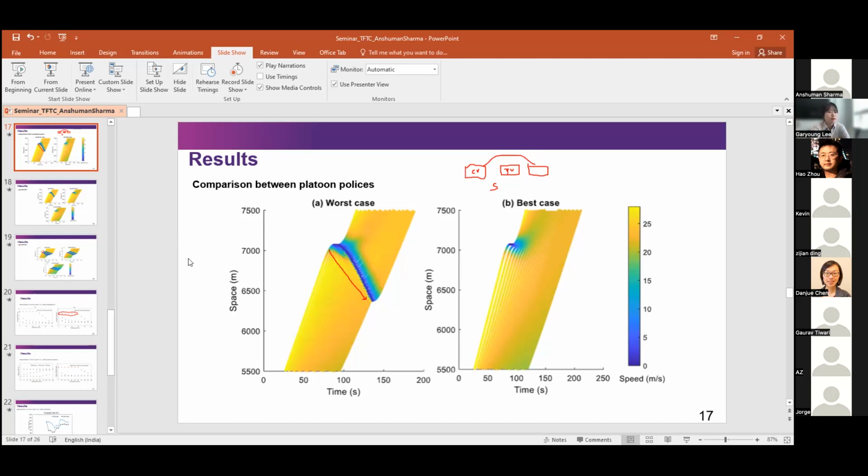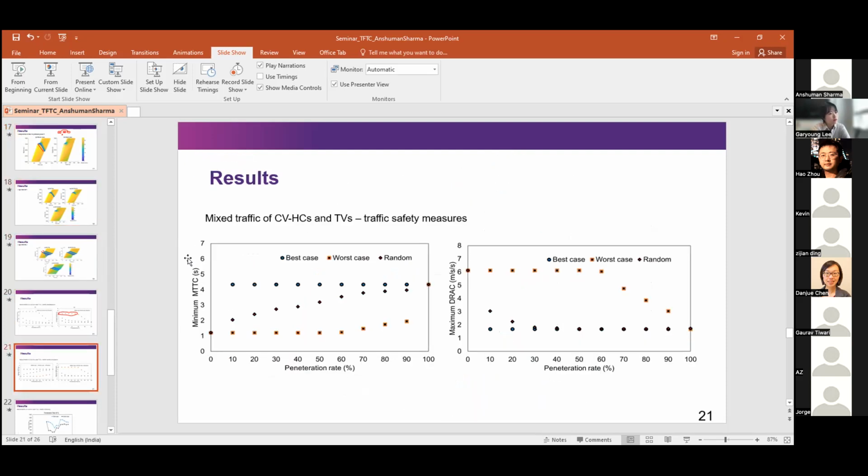Yes, I agree. But we can also look into the safety aspect. If you look at the safety aspect, then you can say in the best case scenario, the decelerations and the MTTCs are quite good. However, in the worst case scenario, they are quite low. So we have not considered delay here, but you have to draw an overall picture comparing safety measures, efficiency, as well as the disturbances. I'll still say that the best case scenario may perform better. Very good.